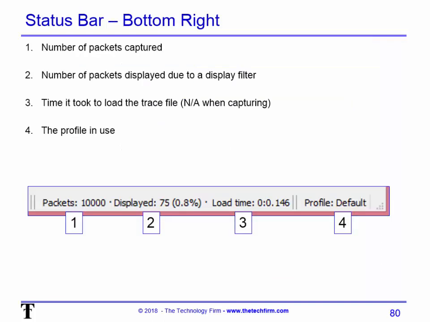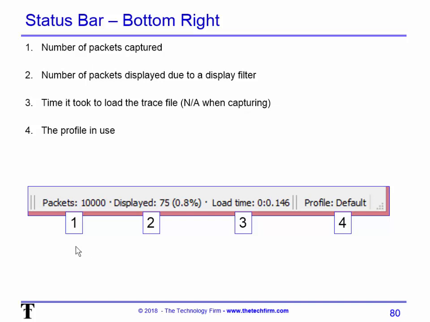Now lastly, the status bar. In the bottom right, you'll see there's a profile, which we talked about. We created a profile called troubleshooting earlier. It's going to tell you the load time. How long did it take to actually load this trace file? It's showing me the number of packets in my display filter. So in this case, 75 packets remain after I applied a display filter, which is 0.8%. And lastly, the number of total packets captured.